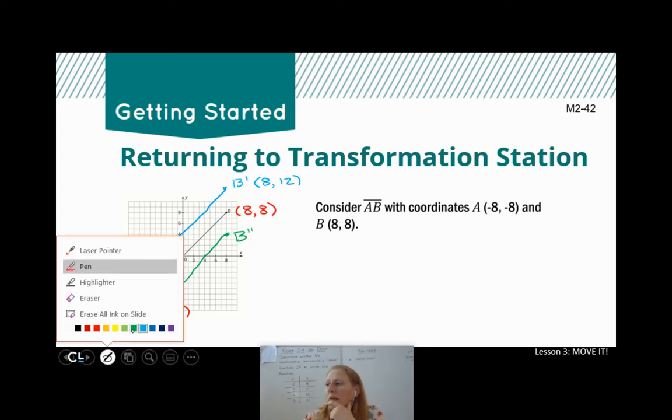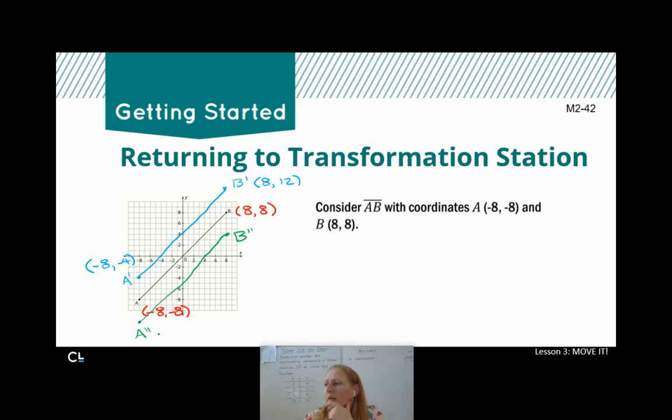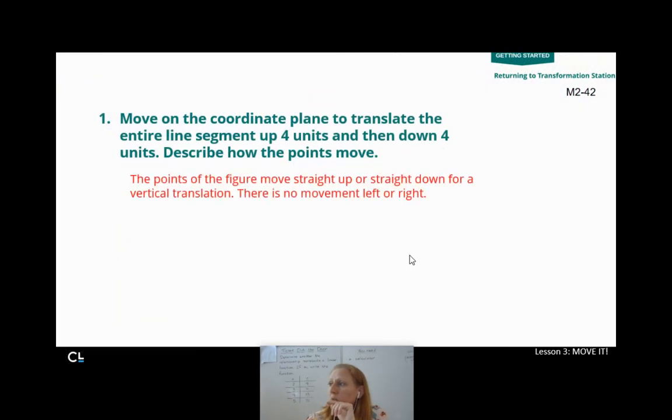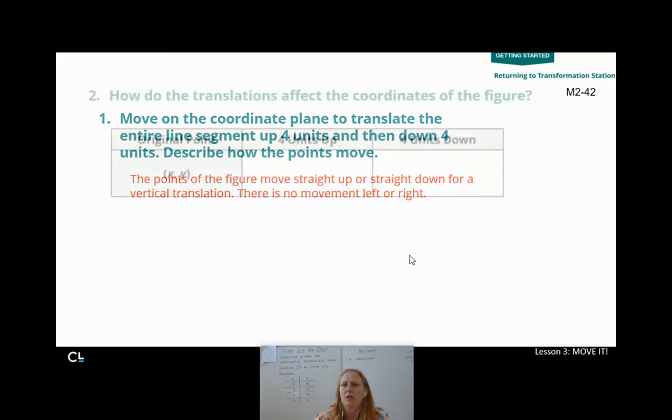And for my other one, looks like my new coordinates here are -8, -12. Looks like I subtracted 4 from my y coordinate. And for B, I am now at 8, 4. So again, it looks like I subtracted 4 from my y coordinate, doesn't it? All right, so how did my points move? Well, the points moved just straight up or straight down, right? There was no movement left or right. Everything just went straight up and straight down.